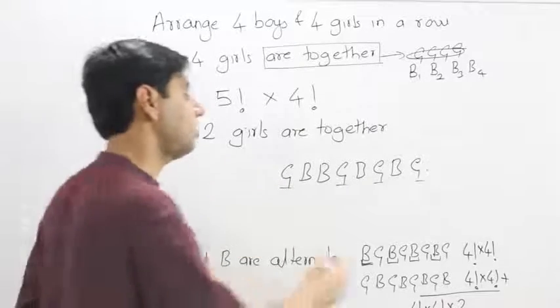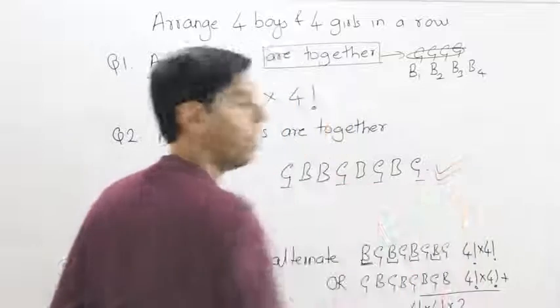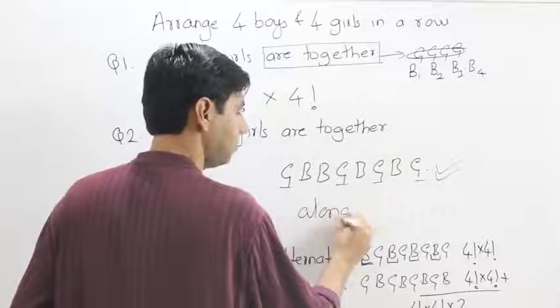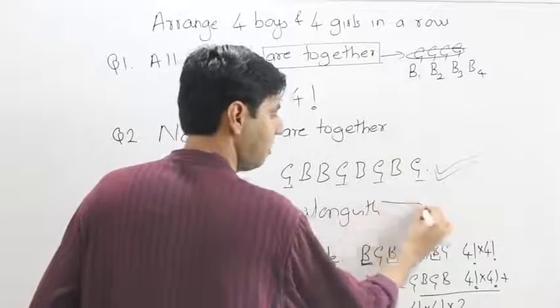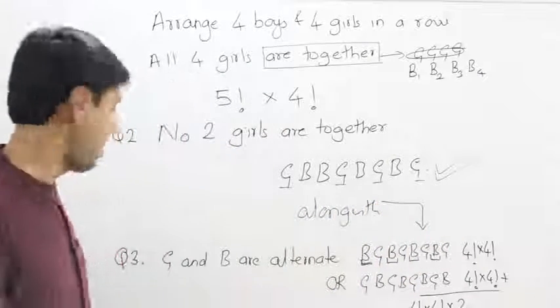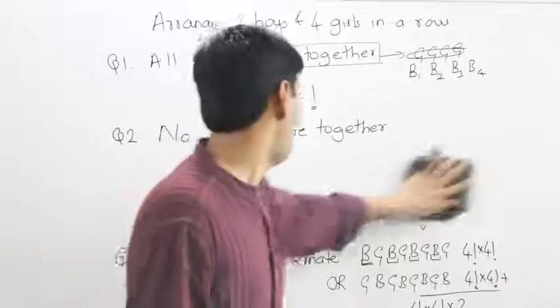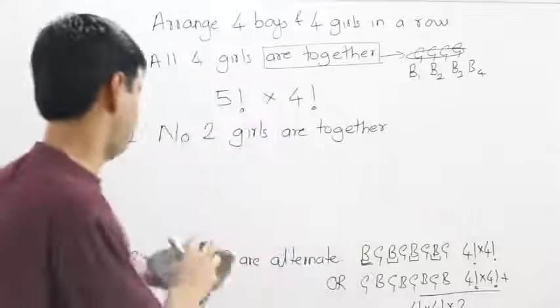So these arrangements also have to be included along with what we found here, right? So rather, the third question is a subset of the second question. So how do we solve this second question?